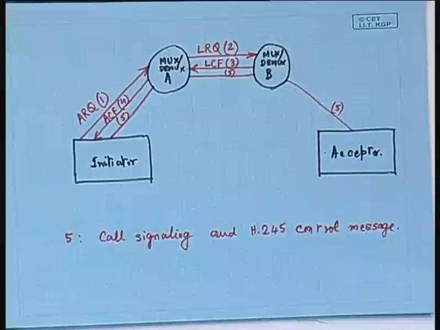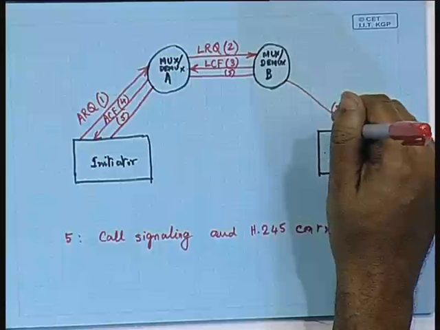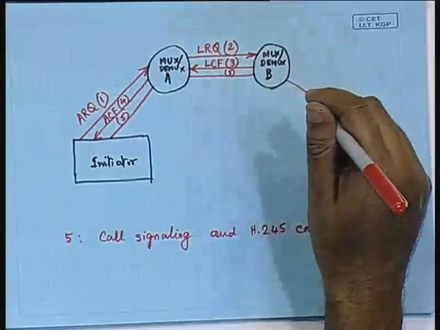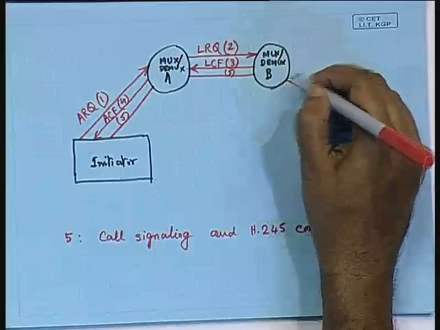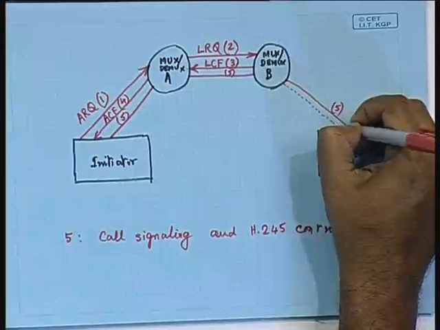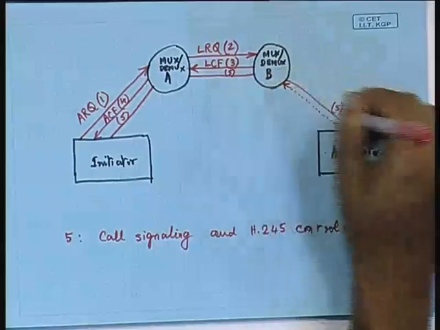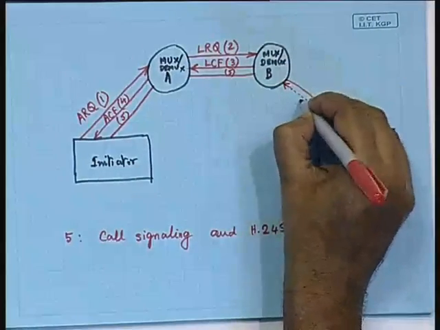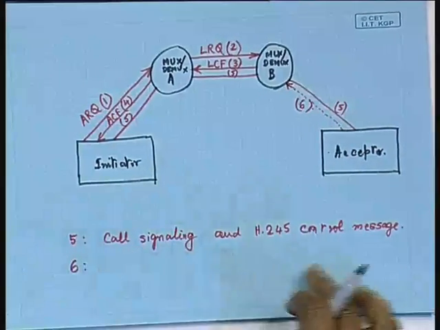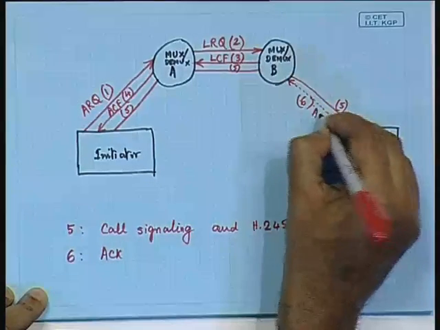Now, once the acceptor gets the call signaling, it has to respond, and it responds by giving an acknowledgement signal. This could be on another dedicated channel which goes from the acceptor to the multiplexer. So, this is step number 6, the acknowledgement from the acceptor. Step number 6 is ACK.